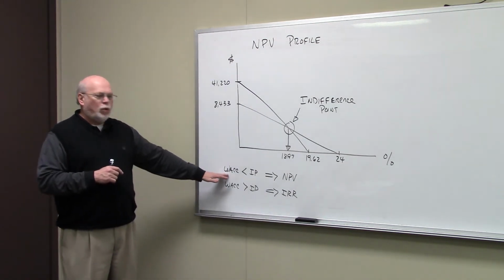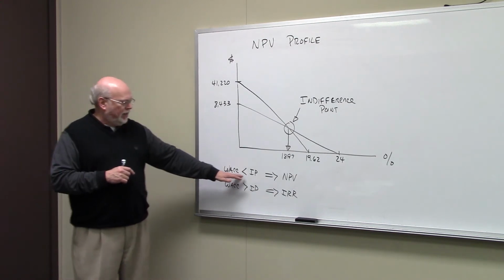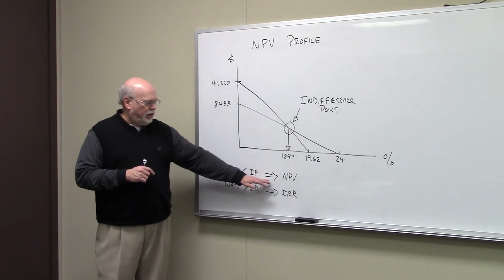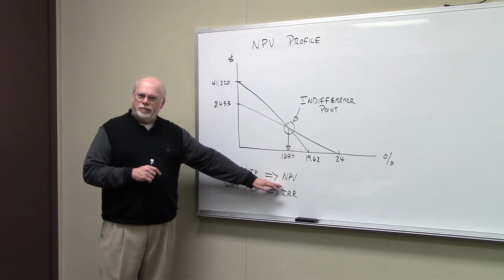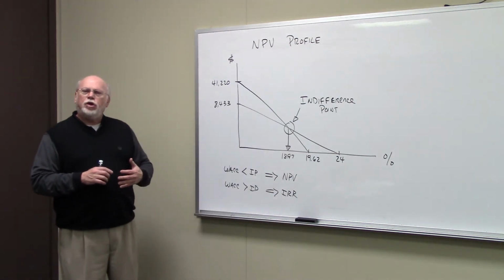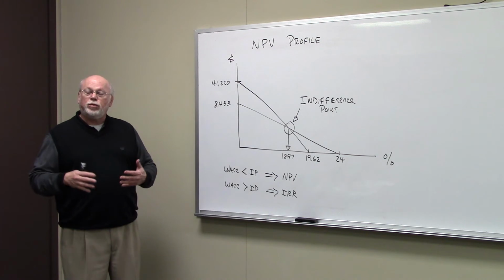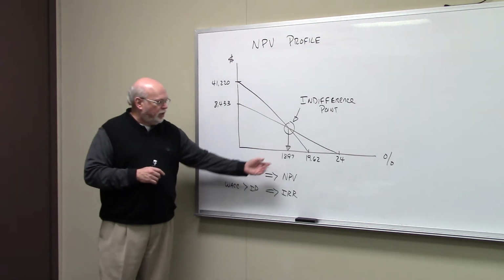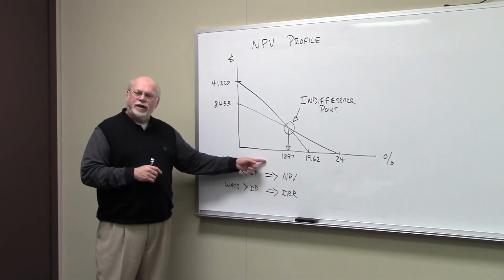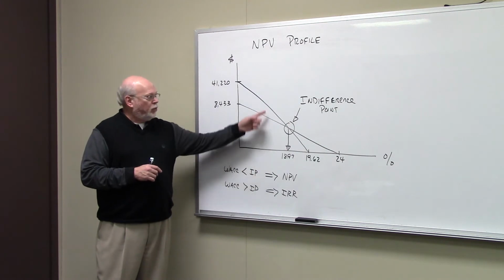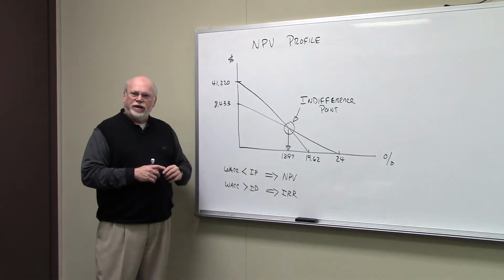Now, how do you use the indifference point to make a decision? Well, anytime the weighted average cost of capital is less than the indifference point, you want to use NPV. So in this particular problem, recall that the weighted average cost of capital was 15%. So 15% is less than the indifference point. We would want to go with net present value.